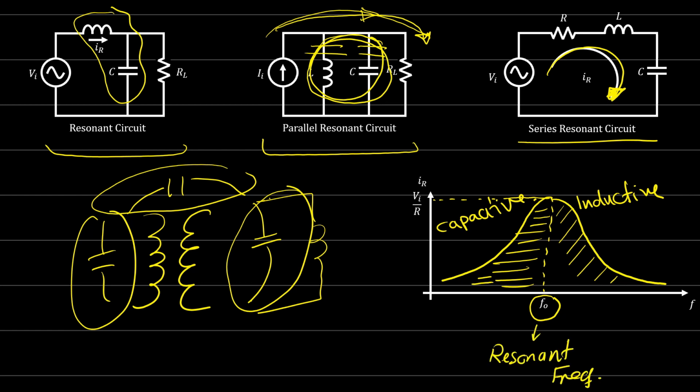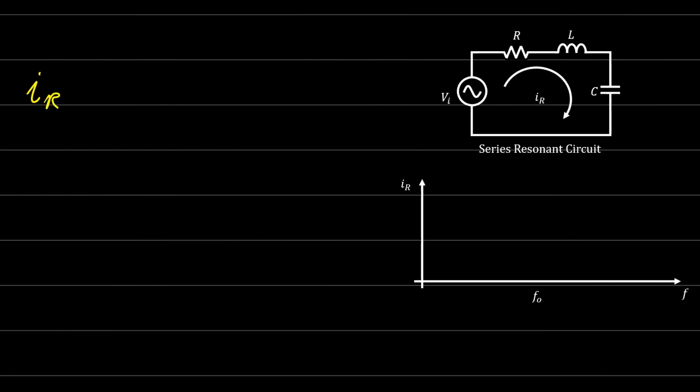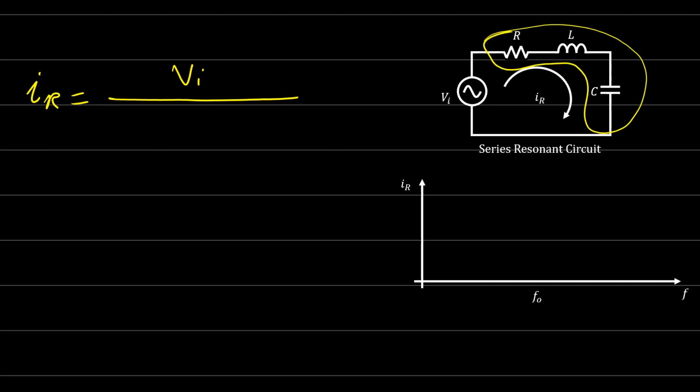Let's have a look at the current here, IR, and try to find the expression for this current from the series resonant circuit. IR is equal to how much? The input voltage, V input, over the impedance of this network, right? Of this circuit, the resistive plus capacitive plus inductive, right?